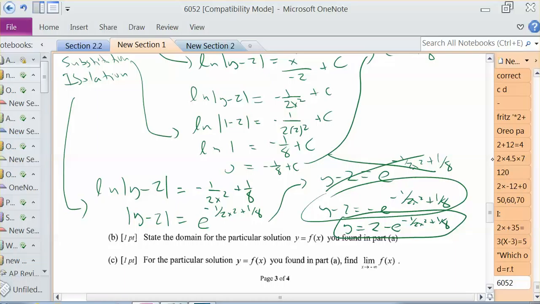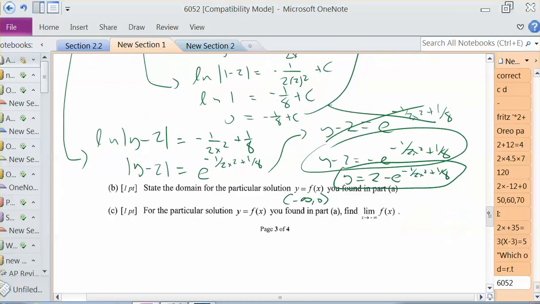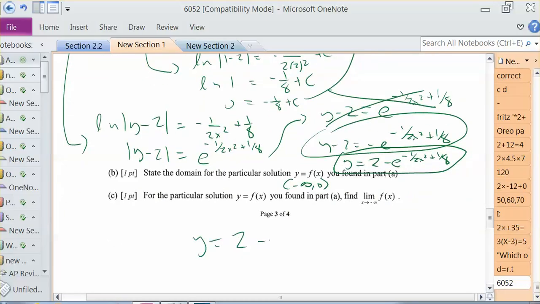That's all. Now, domain: x, of course, can't equal 0, because it's in the denominator of a fraction. And we do have to look at the right branch. Because x is negative, we had negative 2, we go from negative infinity to 0. And then the limit as x approaches negative infinity: it's a little crazy, but it's negative 1 over 2 infinity squared plus 1/8, of course that fraction just goes towards 0. So it's just y equals 2 minus e to the 1/8 power, which is kind of a weird number.